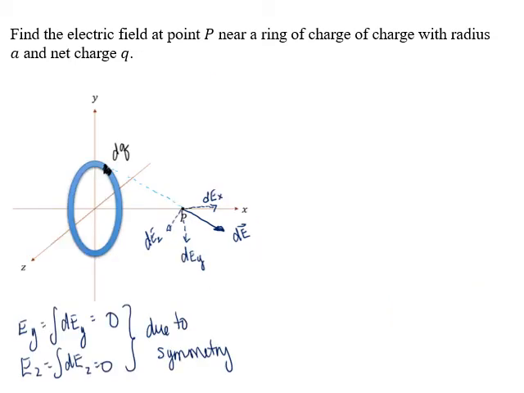We'd like to get going on finding the electric field now. We know that the net y is 0 and the net z is 0. That leaves us with the x. So our total x electric field is going to be the sum of all the x components, or the integral.